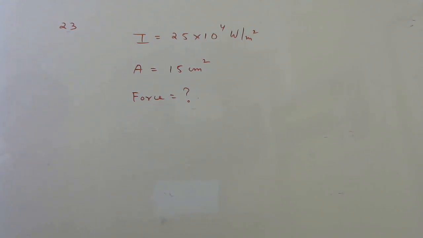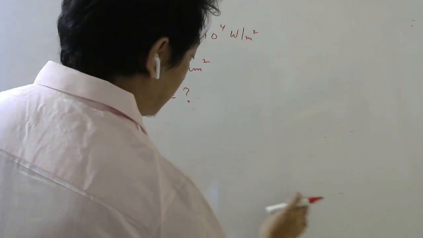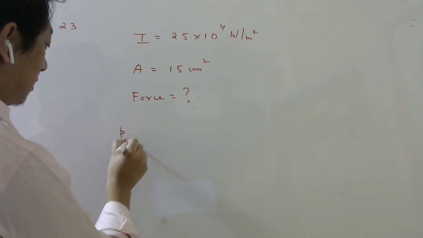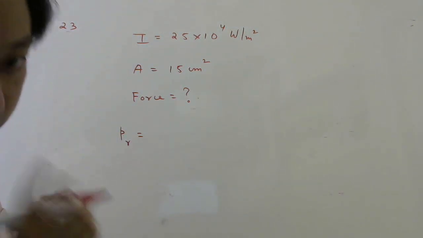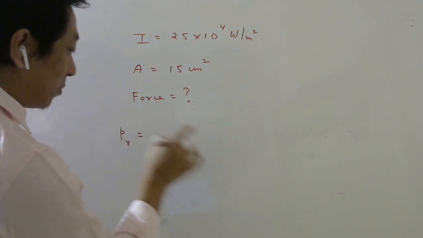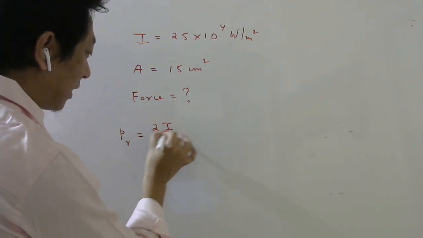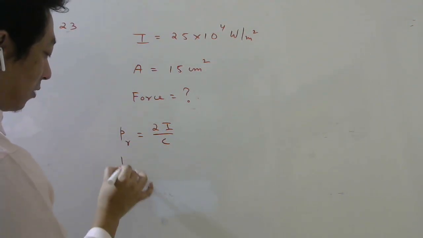So how will we do this problem? Force they are asking. Let me do it this way. Since it is perfectly reflecting, what was the radiation pressure I showed here? 2I by c. Correct now? This is radiation pressure, which is force by area.